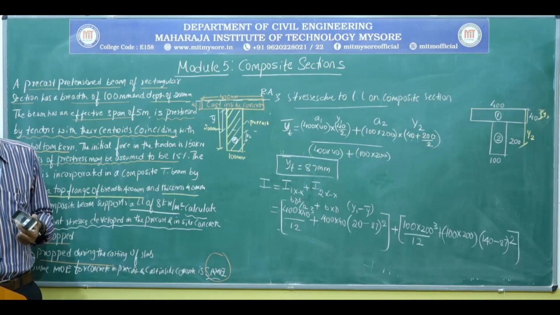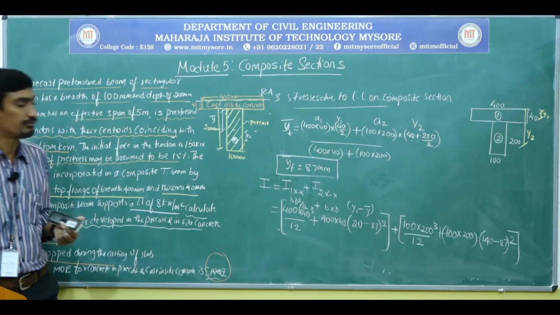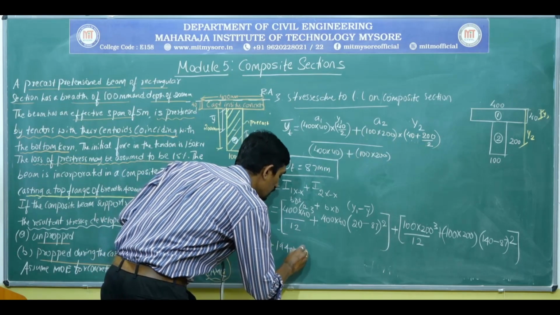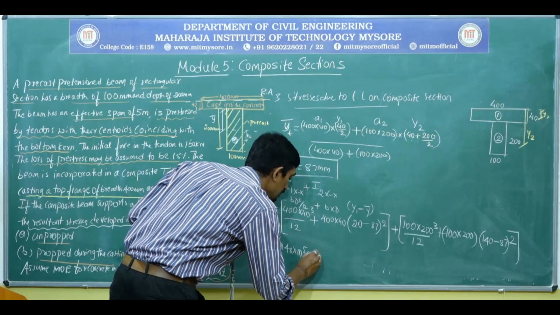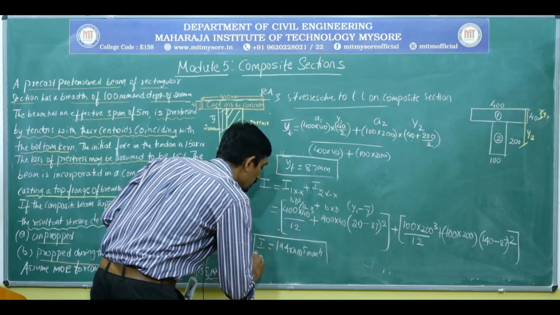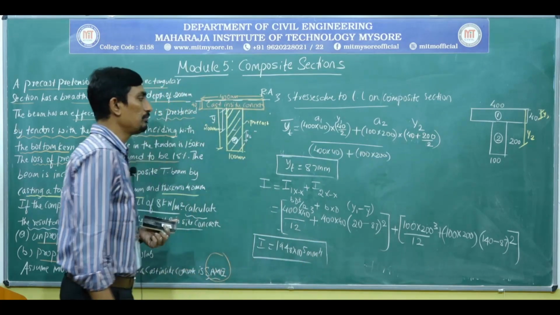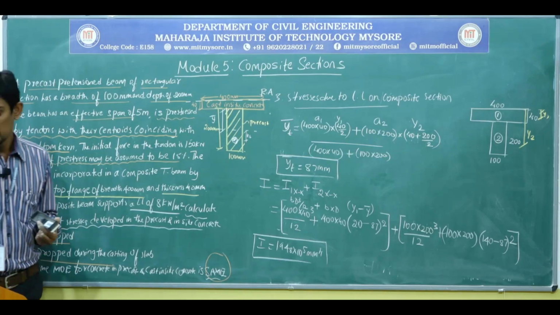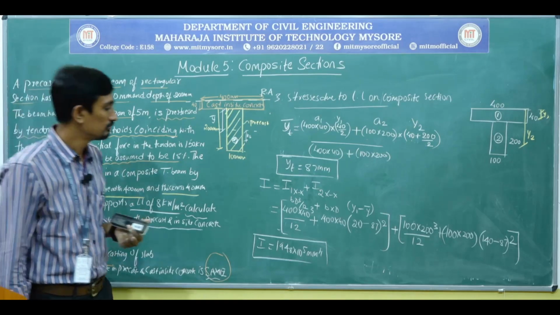Next, the answer will be, please check, 1948 into 10 to the power of 5 millimeter to the power of 4. So this will be your I. And finally, let me go with the sectional modulus.